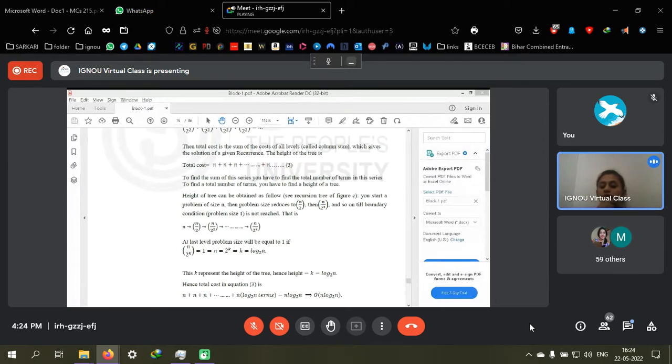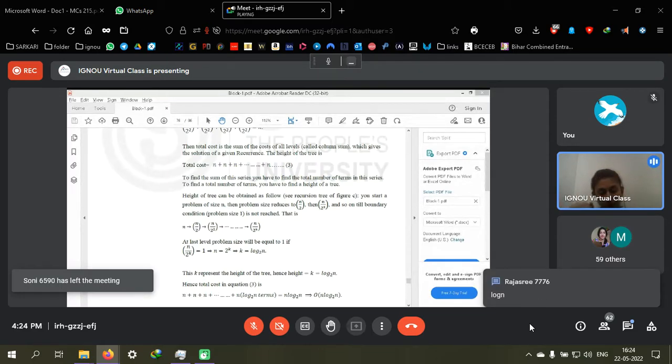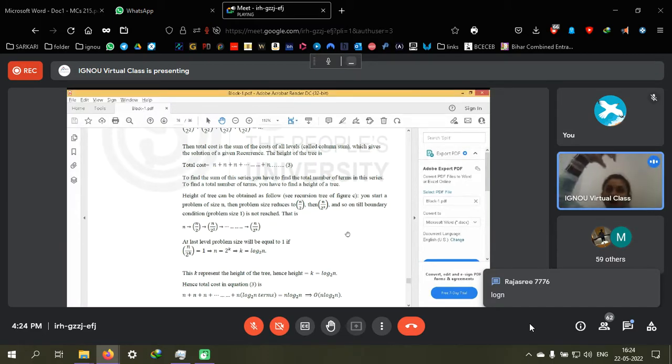Anyone knows the complexity or the height value of a binary tree? Log n. Yes, absolutely right, Jayashree. So that means we have a root and we have two values, one left and one right. If the value is greater, we have to go right, or if less, we have to go left. So these are the things that we need to understand.